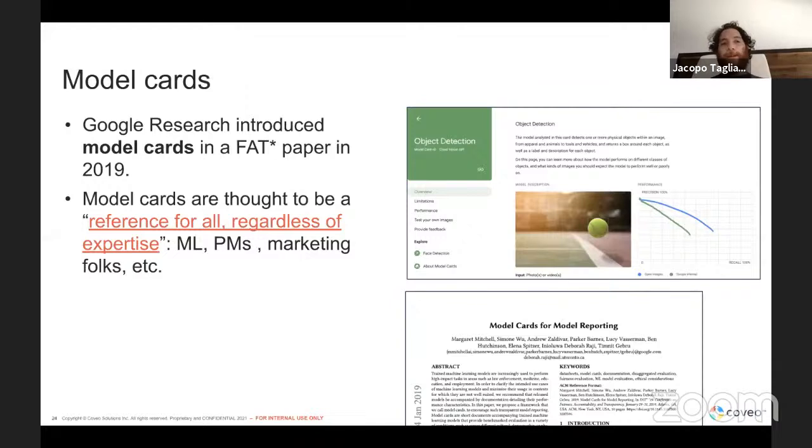You may be familiar with model cards, which were introduced by Google Research a couple of years ago. There's a nice paper and some nice examples online, and they're thought to be a reference for a model. They usually build a model, and then you have a page like the object detection page that you see there, which describes what the model is doing, gives you some quantitative performance, and gives you some qualitative idea of why the model works, why the model should not work, and so on and so forth.